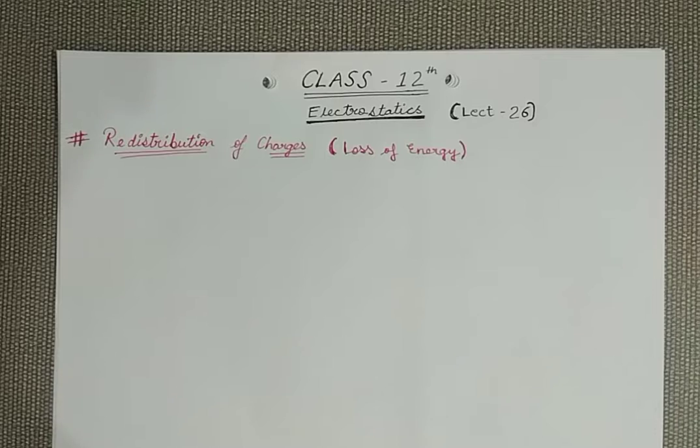redistribution of charges. In some syllabi it is also mentioned as the loss of energy. Both are the same. So we are going to study how charges redistribute when we connect two capacitors. In this complete derivation we are going to connect two capacitors, naming them C1 and C2, and we will see how charges are distributed, what the common potential between them will be, and what the loss of energy is during the transfer of charges. So from this derivation, three important formulas are going to come. So let's start our derivation.